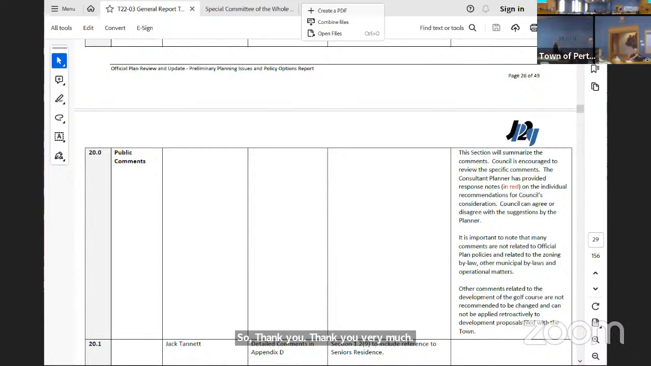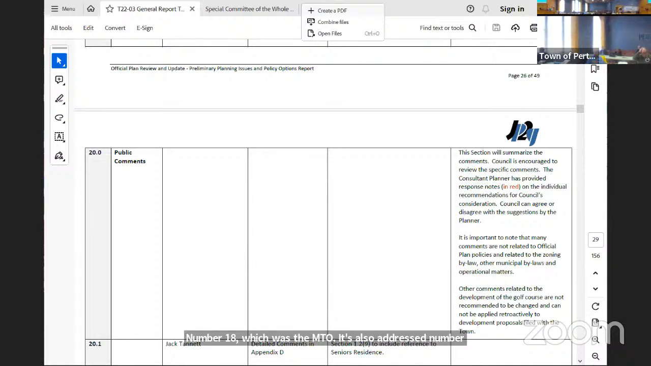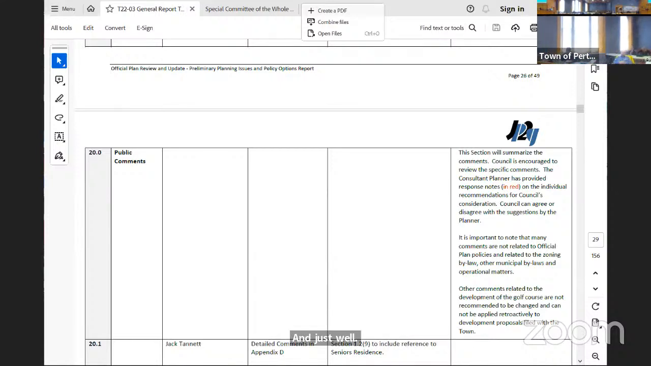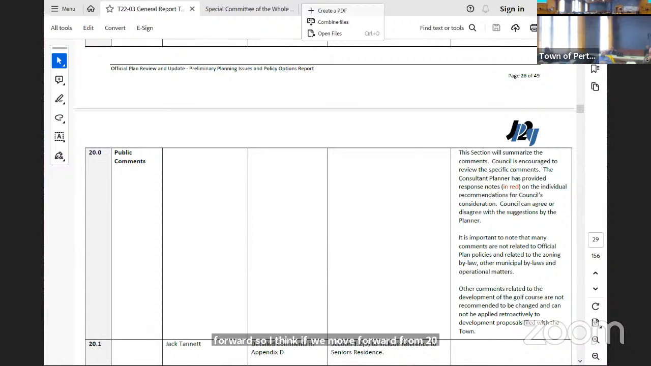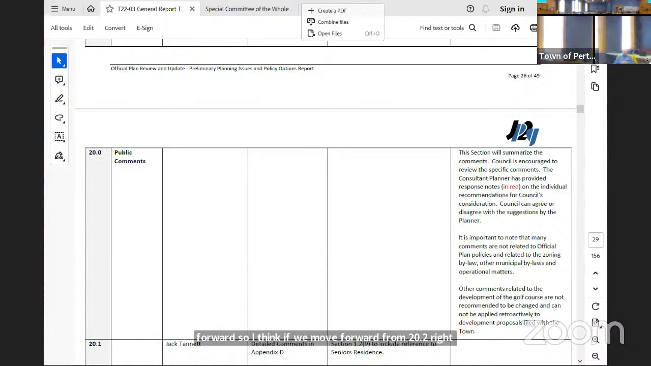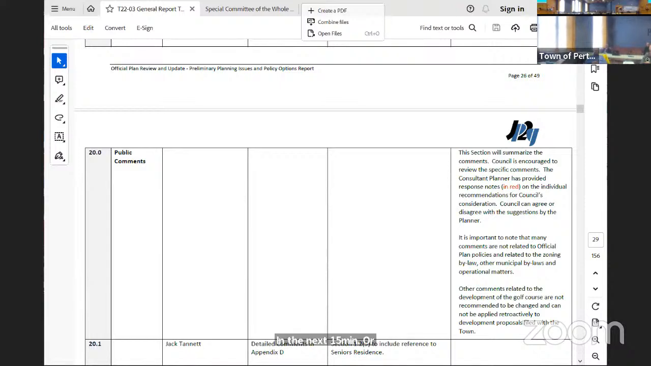So I've already given the introduction to the third section, and Forbes has already talked to number 18, which was the MTO. He's also addressed number 19, Leeds and Grenville Lanark District Health Unit, and Jack Tannett's concerns have been brought forward. So I think if we move forward from 20.2 right to 20.12, which will take us to the table in the next 15 minutes or less. And then we'll go with questions again, and then we will wrap it up with next steps. Okay, so go take it away.